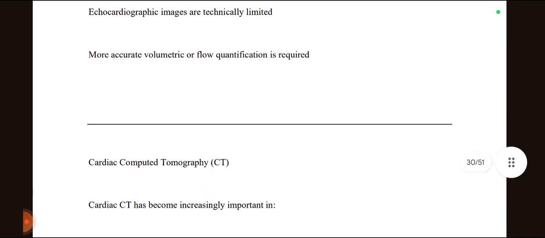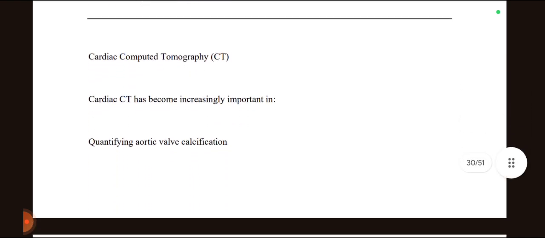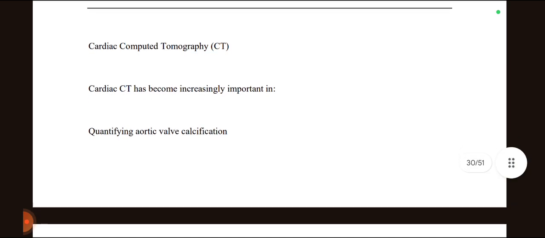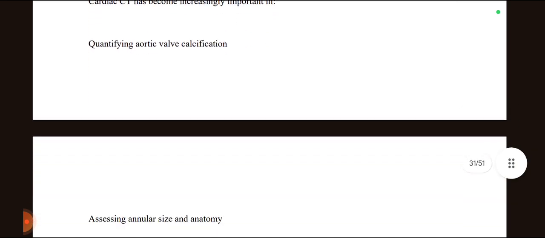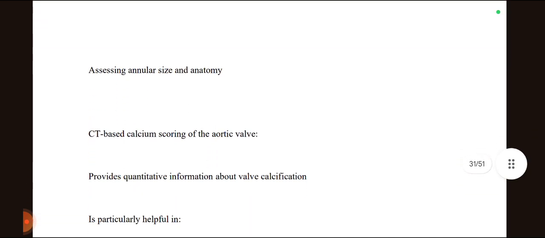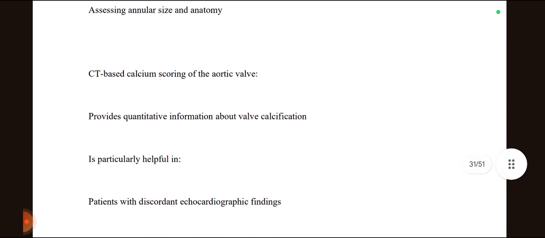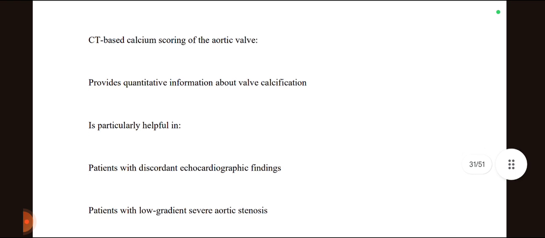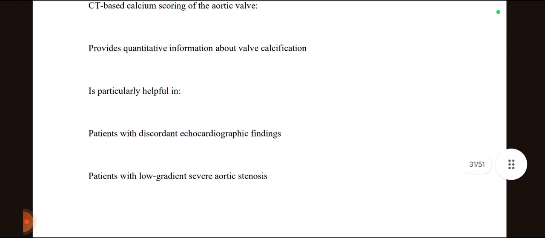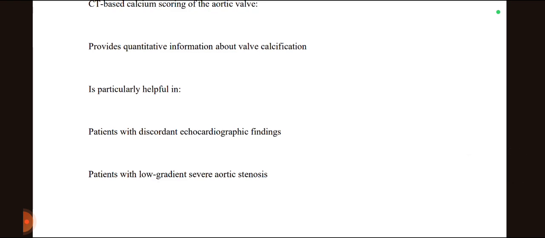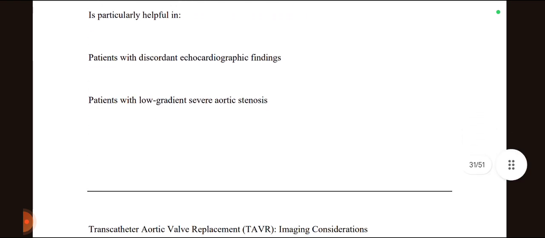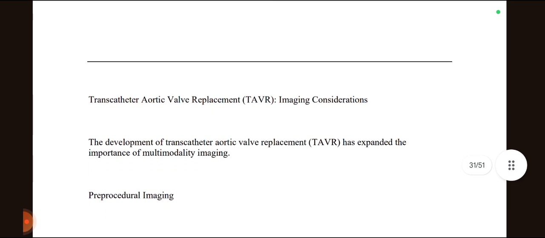Now coming on to CT, cardiac computed tomography has become increasingly important in quantifying aortic valve calcification and assessing annular size and anatomy. CT based calcium scoring of aortic valve भी हम इससे कर सकते हैं. This provides quantitative information about the valve calcification and is particularly helpful in patients with discordant echocardiographic findings, जहाँ पर echocardiography से हम बहुत ज़्यादा clear determination of result नहीं कर पा रहे हैं, and in patients with low gradient severe aortic stenosis.